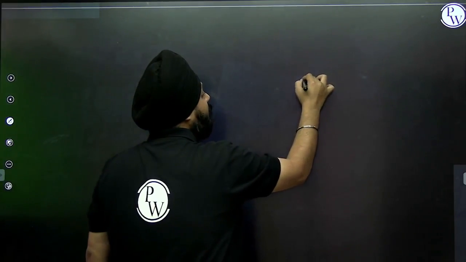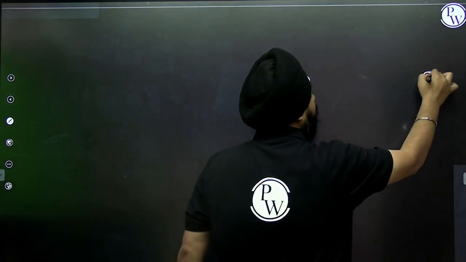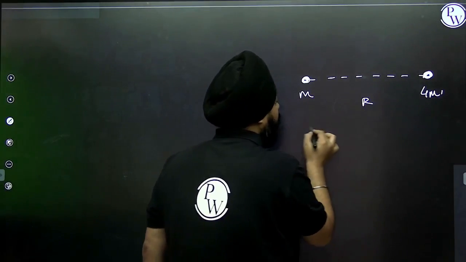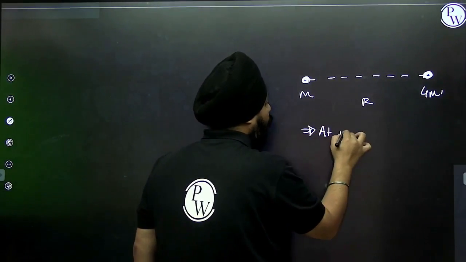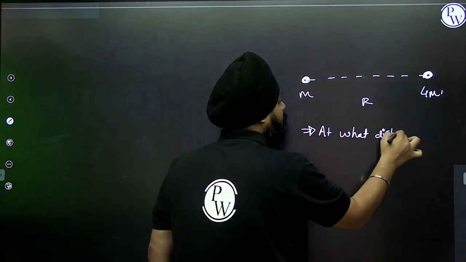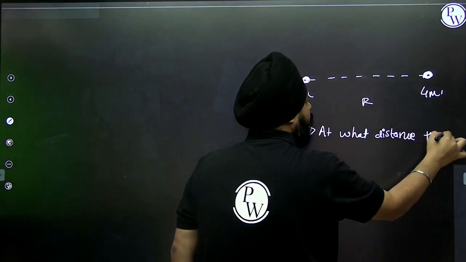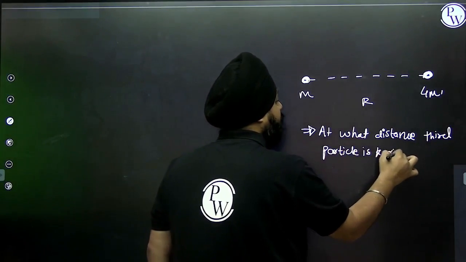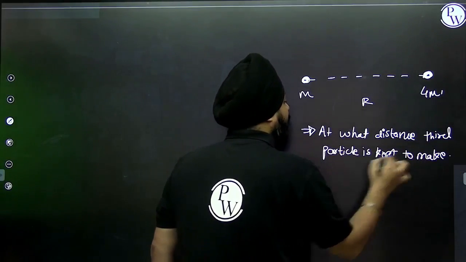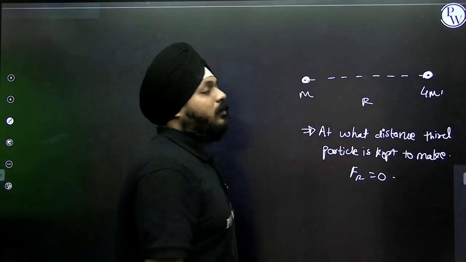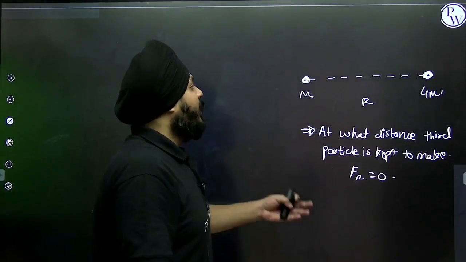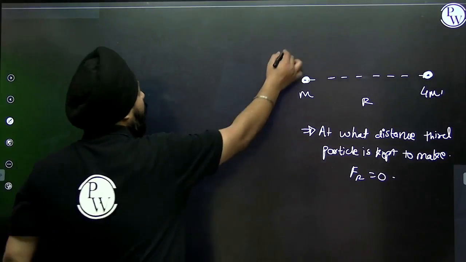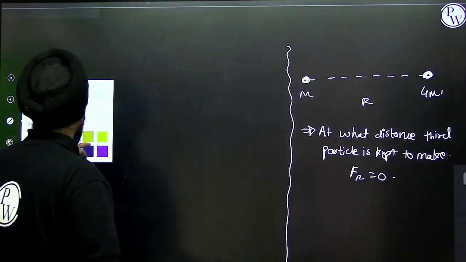Suppose this is M. This is 4M. They are separated by distance R. At what distance is a third particle kept to make the resultant force 0? At what distance, either from M or 4M, is the third particle kept? This kind of question is also there, right? And we are going to see that.